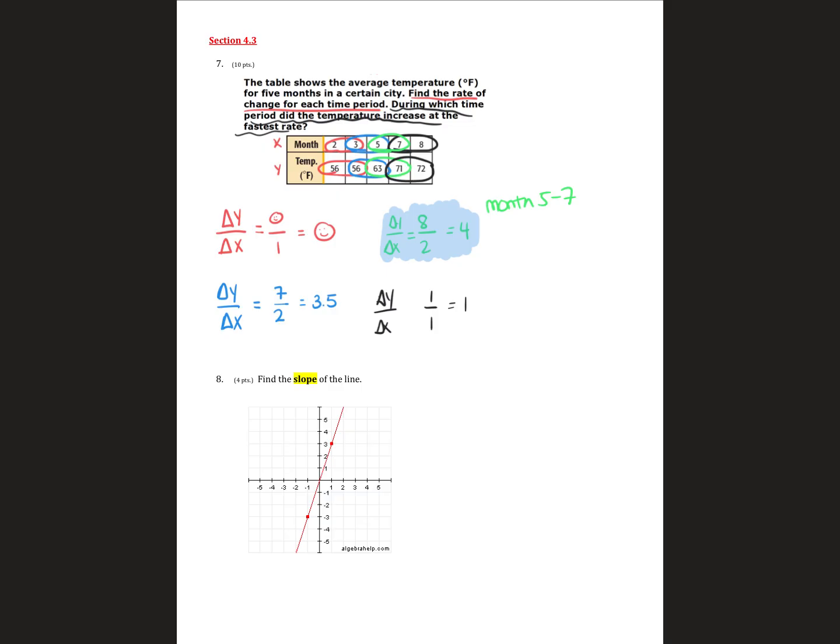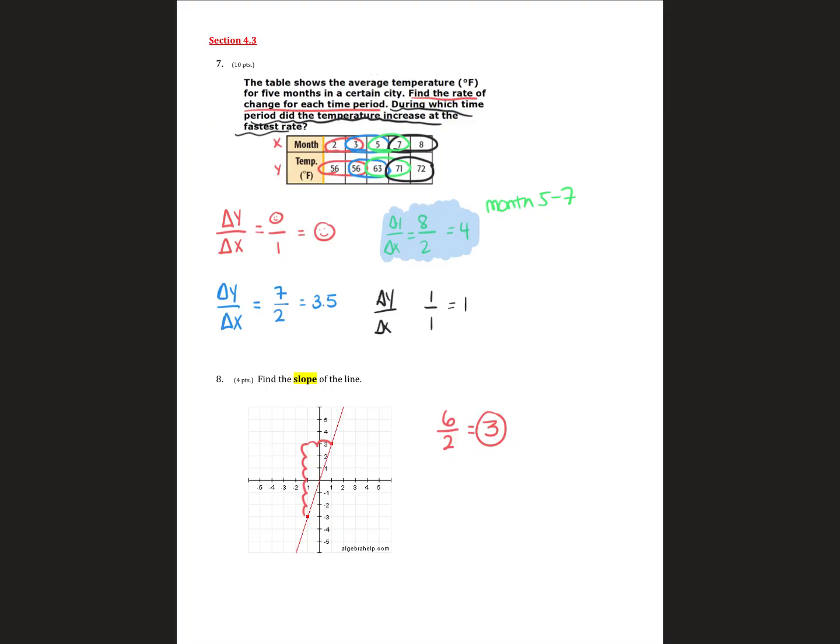Okay, finding slope. Since it's on a graph, we have two options. We can use just rise over run if we want, where you count up 1, 2, 3, 4, 5, 6, and over 2. Literally 6 over 2. Slope is a fraction, like the change in y over change in x. Rise over run. y2 minus y1 over x2 minus x1. So 6 over 2 is 3.